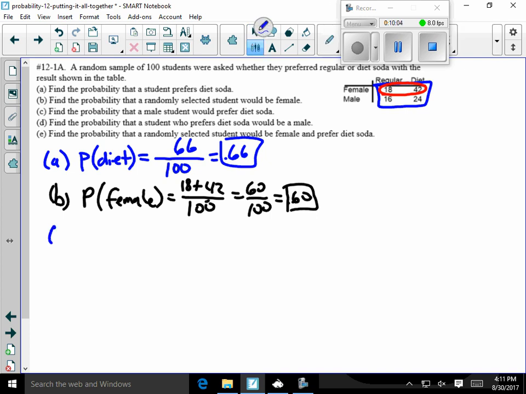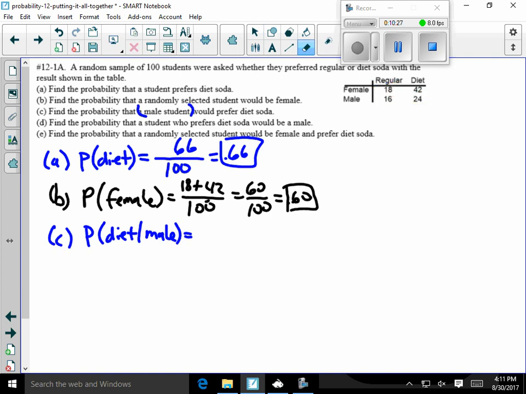Okay, for part C, it said find the probability that a male student would prefer diet soda. So a male student is really a condition. We're really finding the probability that somebody prefers diet soda given that we know that they're male. Okay, so this is now not a simple probability. This is a conditional probability. And that means that we're not going to use the entire table. We're going to use only the portion that meets male.